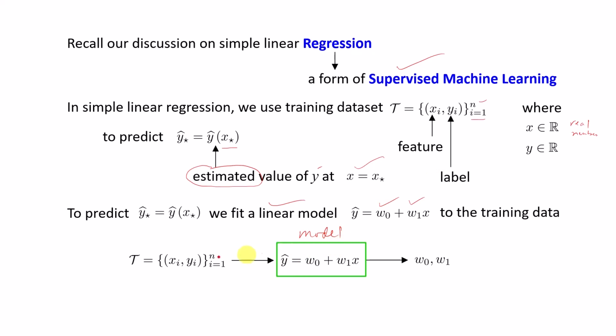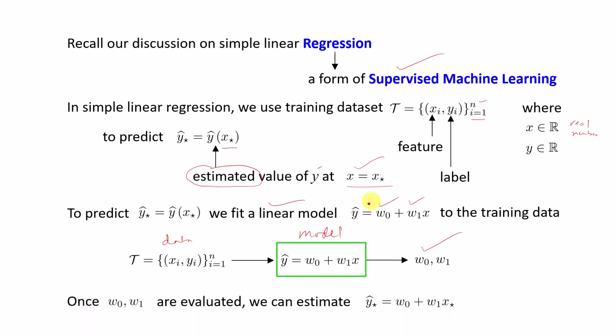In this model, we feed the training data and it gives us the values of w naught and w1, which are our unknowns. Once we get w naught and w1, we can use this model. I plug in x equals x star, and it will give me the value of y star as w naught plus w1 x. This is the entire working principle of simple linear regression. We have discussed this before and we have solved problems using simple linear regression.